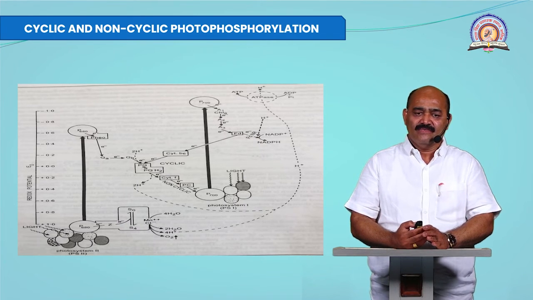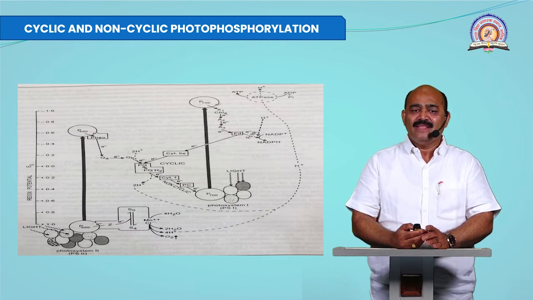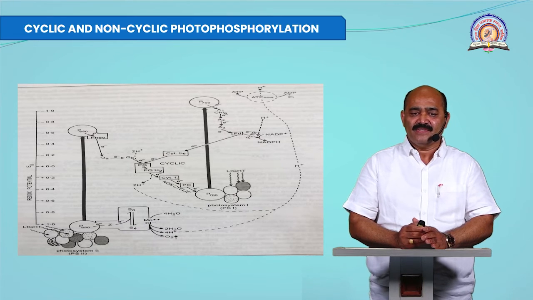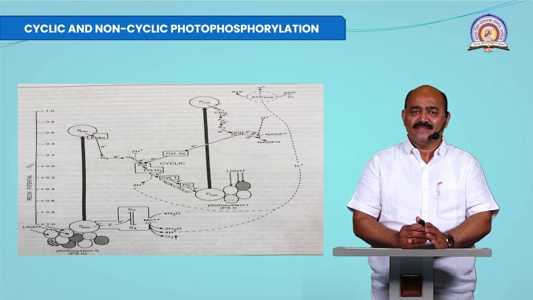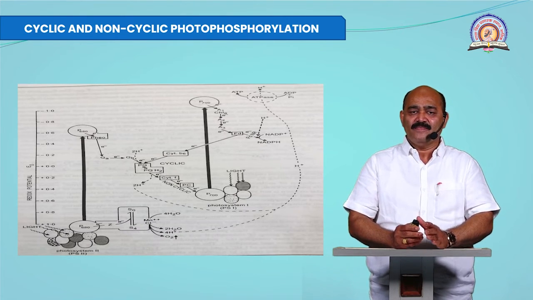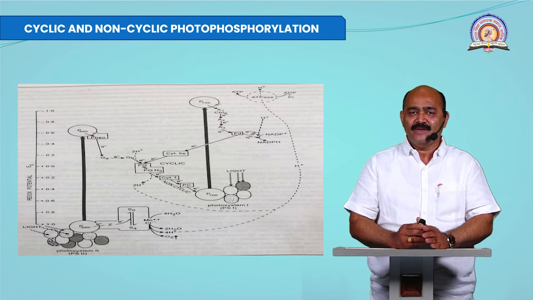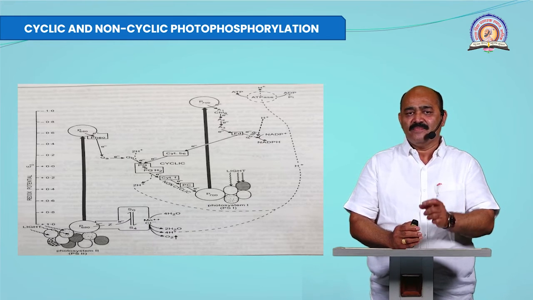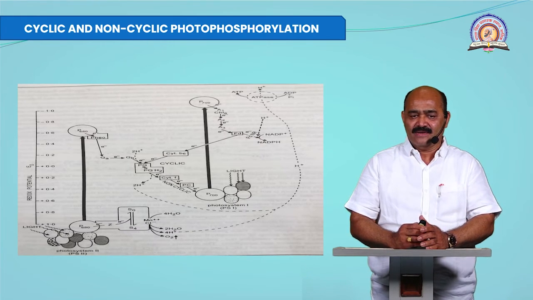Now, students, we are going to learn cyclic photophosphorylation. In cyclic photophosphorylation, only one pigment system is involved. Pigment system first. Its reaction center is P700. That means they absorb the 700 nanometer of light from this electromagnetic visible light. That means 380 to 780 nanometer light. They absorb only 700 nanometer.